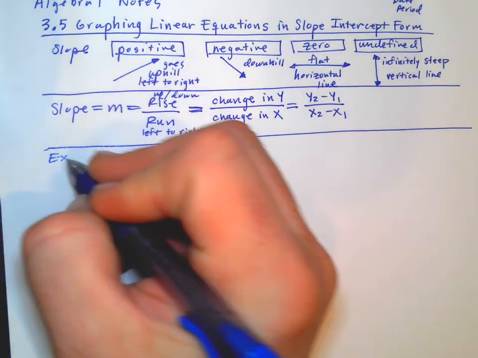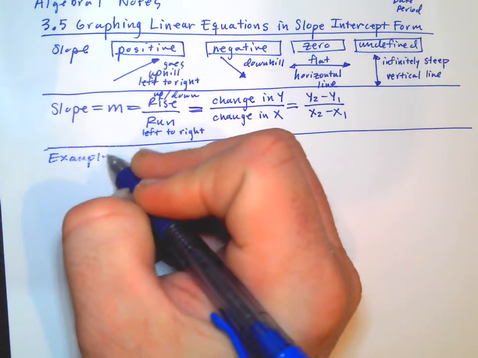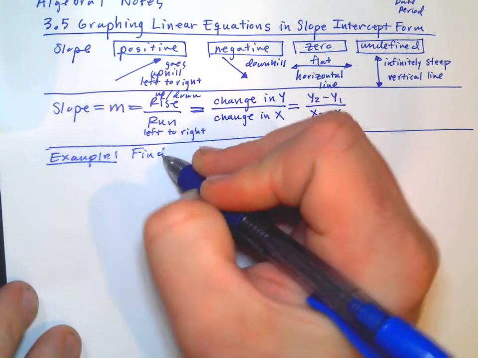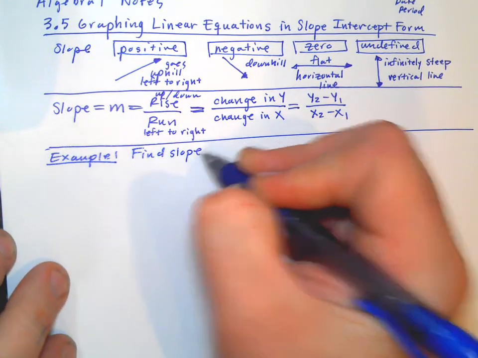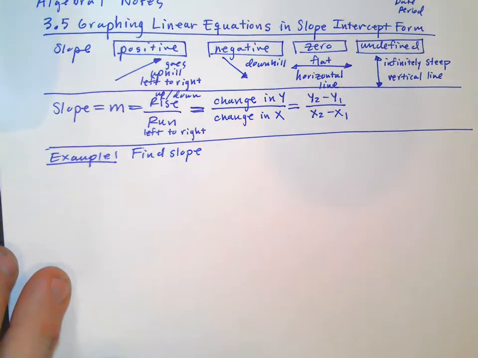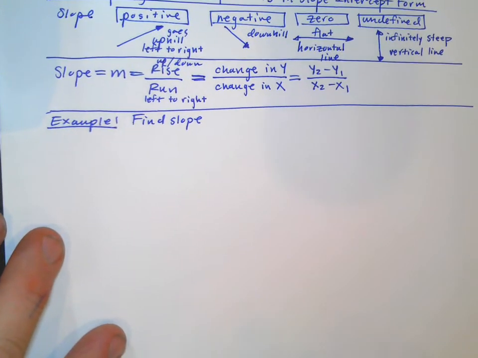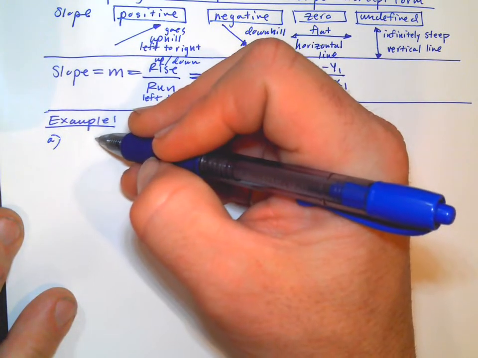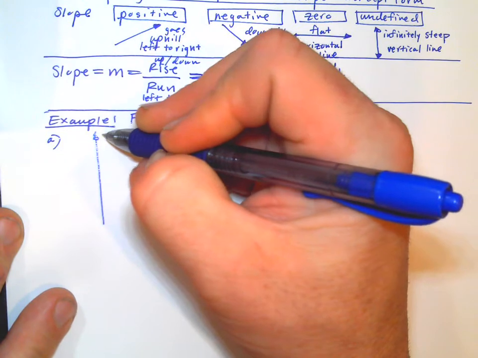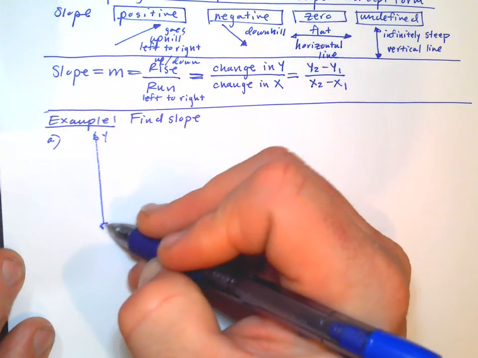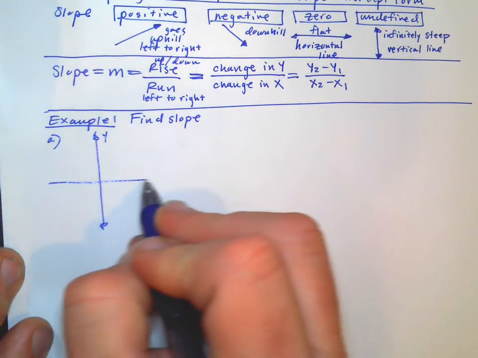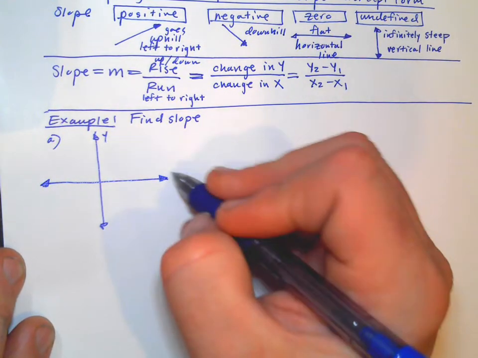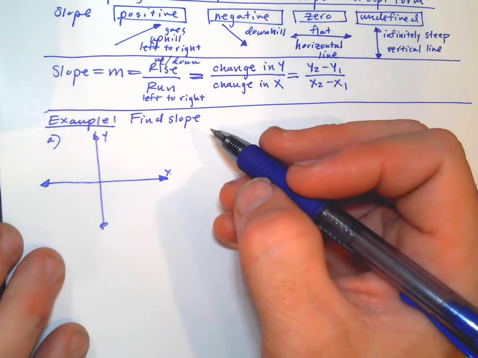So, example 1, you're going to have some problems that just say, find the slope. But it'll be given to you in different forms. Okay? So, example A, you might be given a picture of a graph. So, let's draw one here. Now, it might be easier to use graph paper for some of these problems on this assignment, but it's not absolutely necessary.